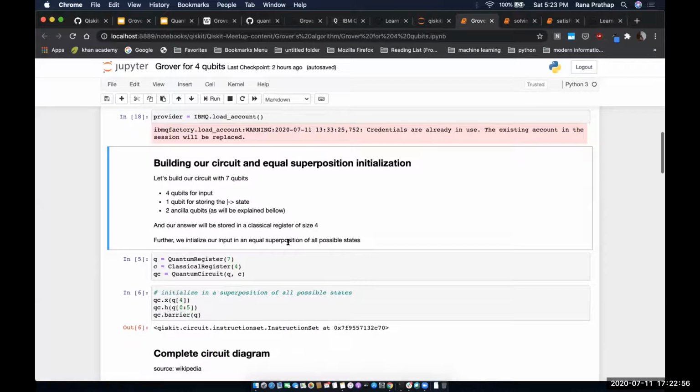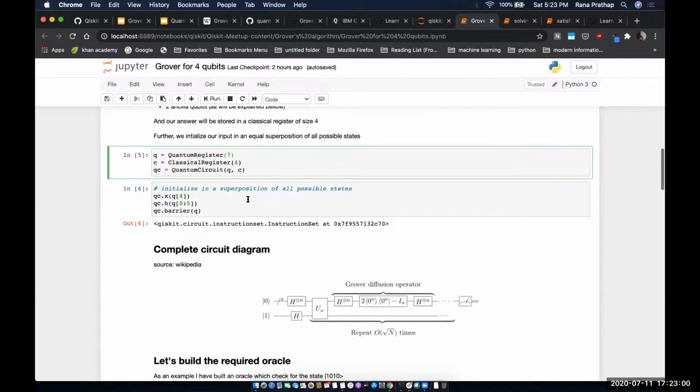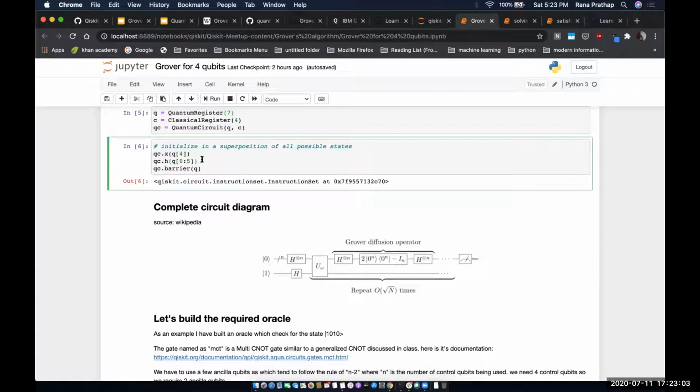You can just create a quantum register of size 7, a classical register of size 4, and we're doing an H gate, that is a Hadamard, on each of those qubits. That is this first operation, where we're putting everything in equal superposition. Before that, we're also doing an X on the ancilla qubit, which makes it into the state 1. And because you're doing a Hadamard on all of them, Hadamard is applied and we get a minus over there.